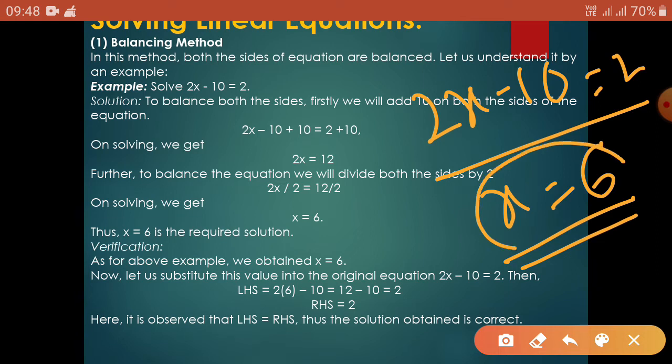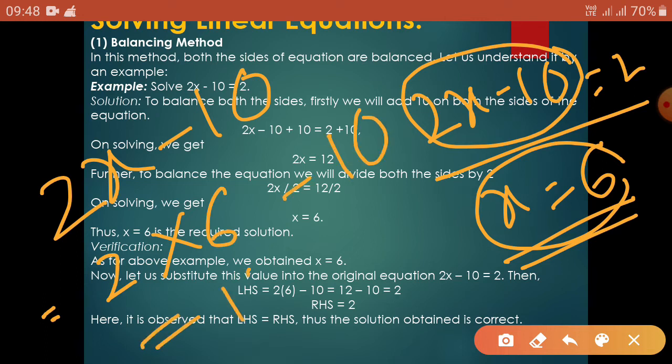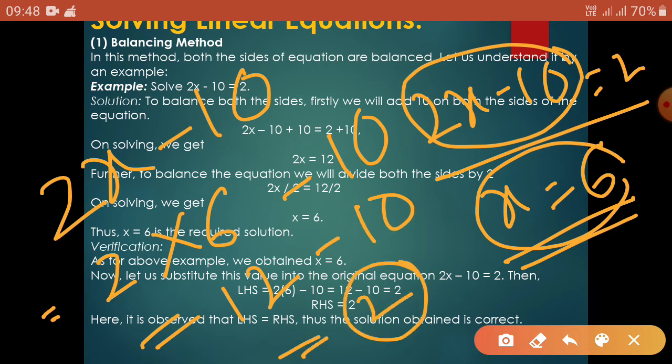We have to put the value of x on the left hand side. So we are getting 2x minus 10, and putting the value of x as 6, we get 2 into 6 minus 10. So 2 into 6 means 12 minus 10. So we are getting 2 on the left hand side, and on the right hand side it is also the same, 2. So we can say that x equal to 6 is a solution or the root of this equation 2x minus 10 equal to 2.